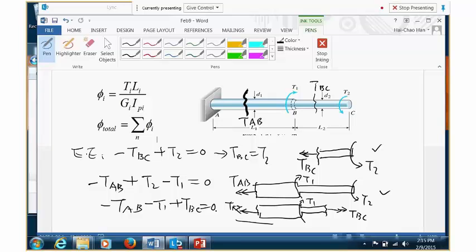Okay. All right. Now, if you look at the last equation, can we find out TAB and TBC from the last equation? Not by itself, right? But actually, if you look at the last equation, is the last equation independent? Can you get the last equation from the first two combined? Yes. That's why your independent equations are limited.